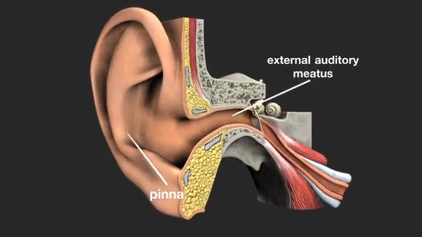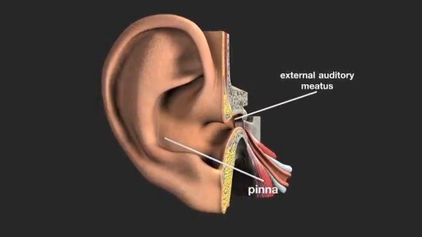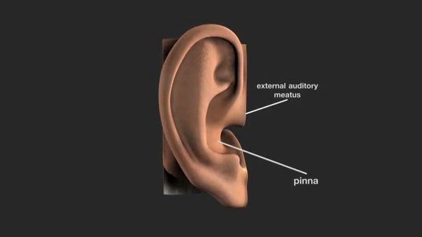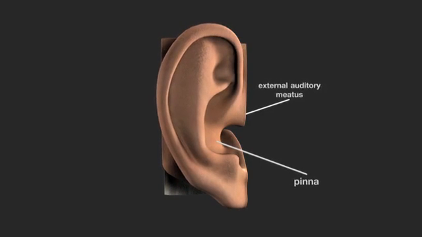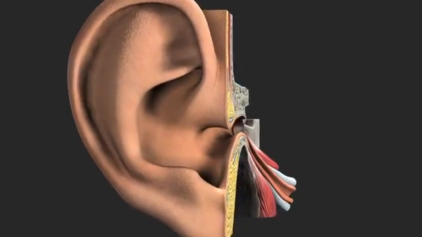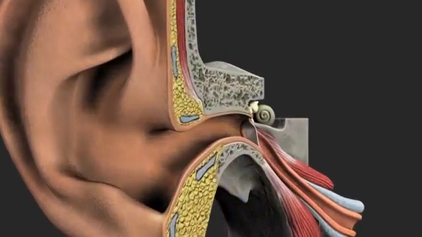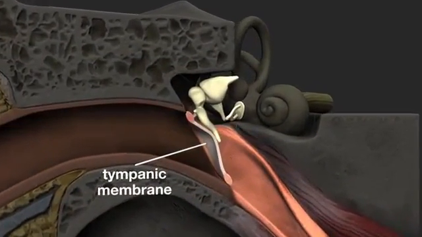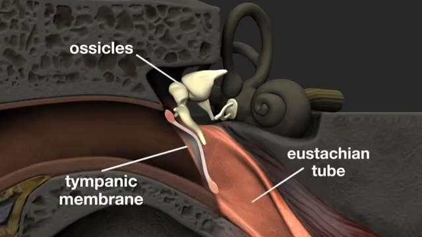The shape of the pinna also helps to detect where sounds are coming from in the vertical plane, that is, from above or below the ear. The middle ear is an air-filled cavity located in the temporal area of the skull. It consists of the eardrum, the tympanic membrane, the ossicles, and the eustachian tube.